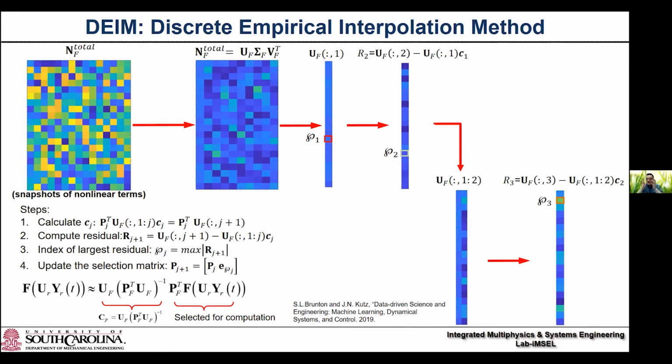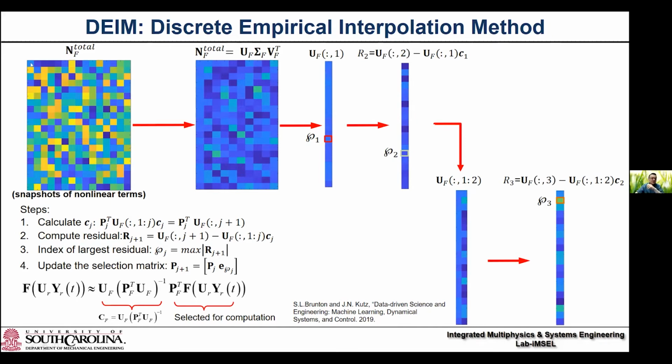So if you only need to calculate this nonlinear term at these sparse locations, the computational cost will be very low, right? That is basically the key idea of Gappy POD and the DEIM. The first step is to collect the snapshot matrix as I introduced previously, but this time it is for the nonlinear terms.